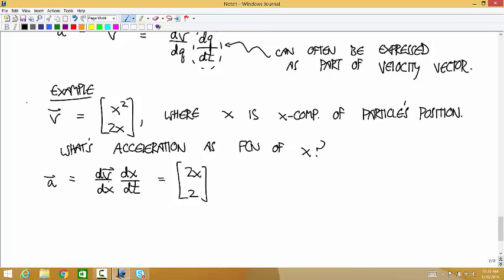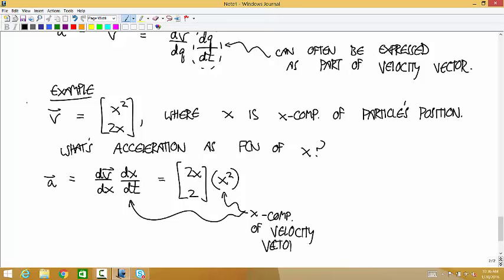dx dt is just the x component of the velocity, right? If x is the x component of the position, that's the definition of the x component of the velocity. So we can just replace that with this, the x component of the velocity. And so you get 2x to the third, 2x squared. And that's a function defining the acceleration that we got from differentiating the velocity, even though we didn't know the dependence on time. That's pretty cool. That is useful pretty often. Any questions about that?